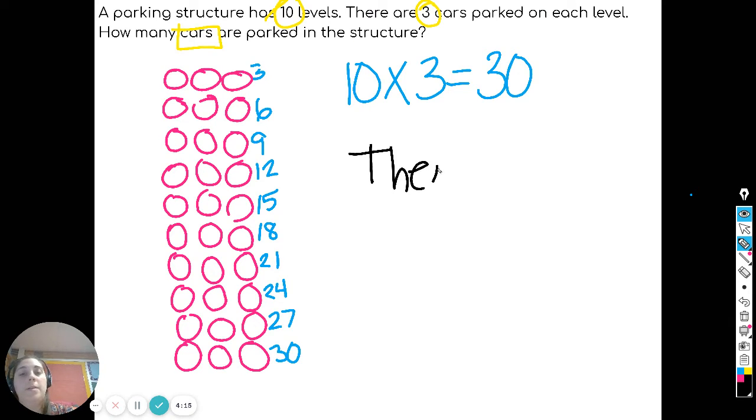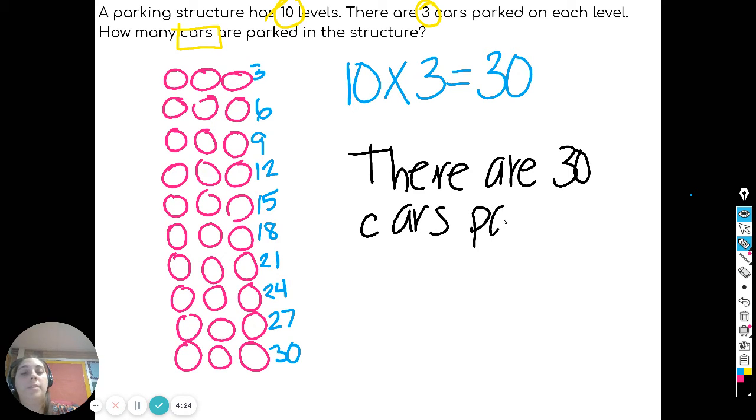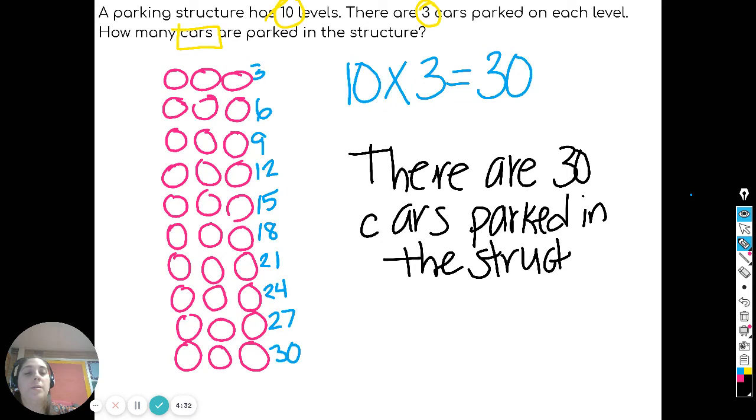There are 30 cars parked in the structure. And there's the answer to our application problem.